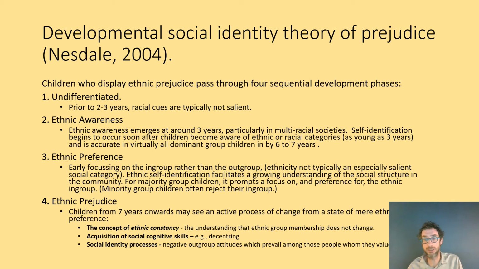So at that final stage, Nesdale talks about beginning to understand ethnic constancy, i.e. you're in a group and you're not going to move from that group. You're developing greater social cognitive skills, so you're able to differentiate yourself from other people. And so we see greater social identity processes that draw out differences.